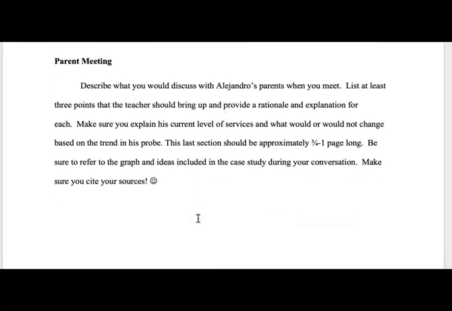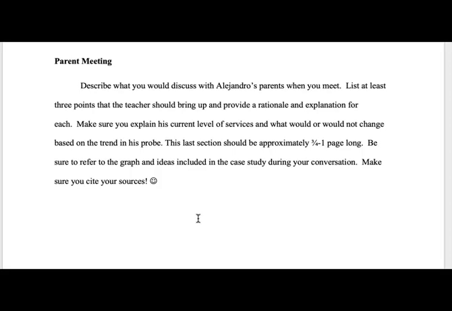And then our parent meeting. Describe what you would discuss with Alejandro's parents when you meet. At least 3 points the teacher should bring up, and provide a rationale and explanation for each. Make sure you explain his current level of services. That's going to be one of those 3 points, hint, hint. And what would or would not change based on the trend in his probe.